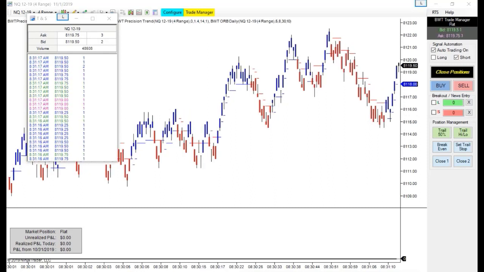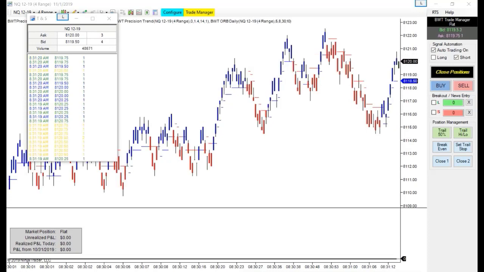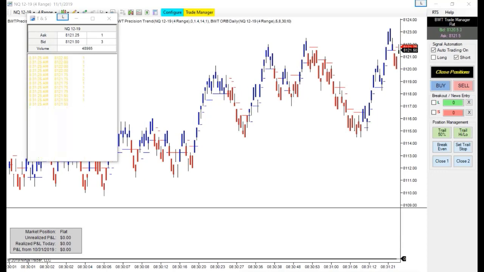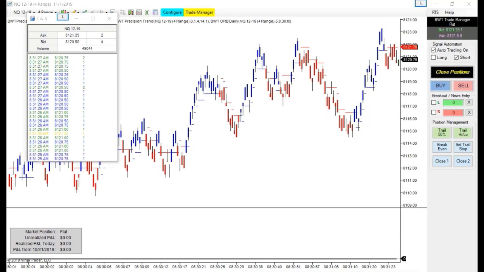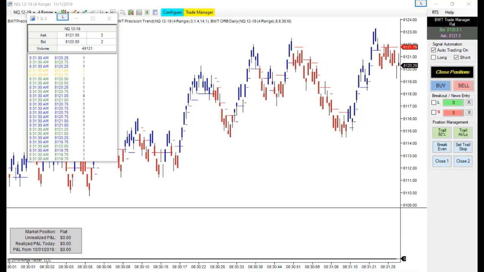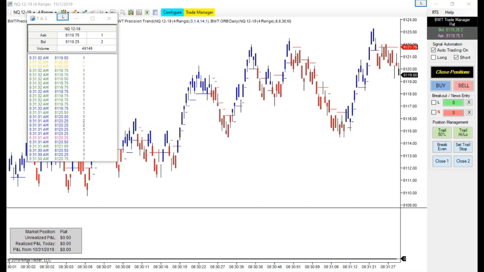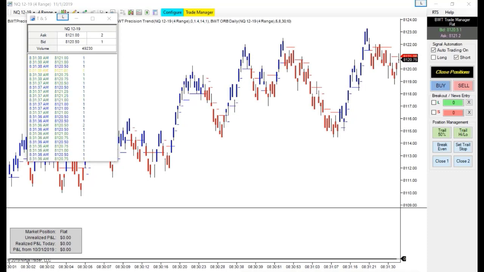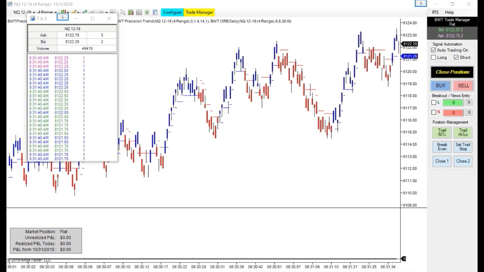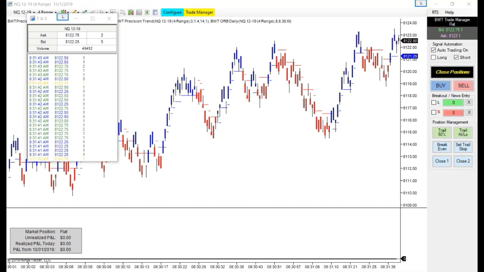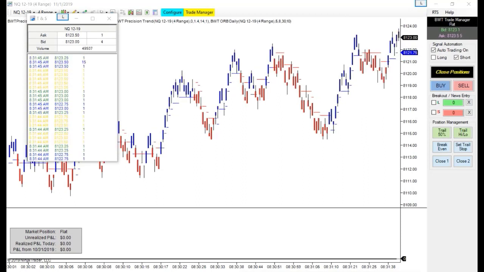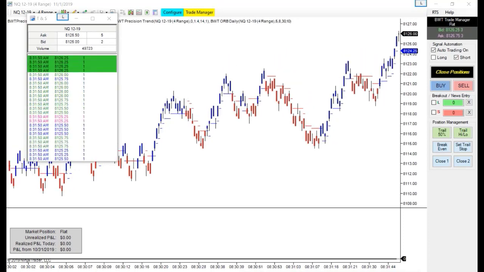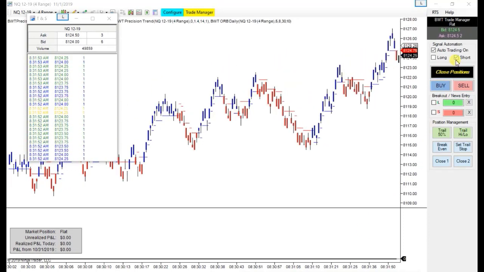So once again, though, you see how effective the auto trader is at keeping you away from losing trades. I was wrong on the direction, and that's on me. But the auto trader did not allow a short. Obviously, a short would have been a losing trade. All right, I'm going to disable it at this point.